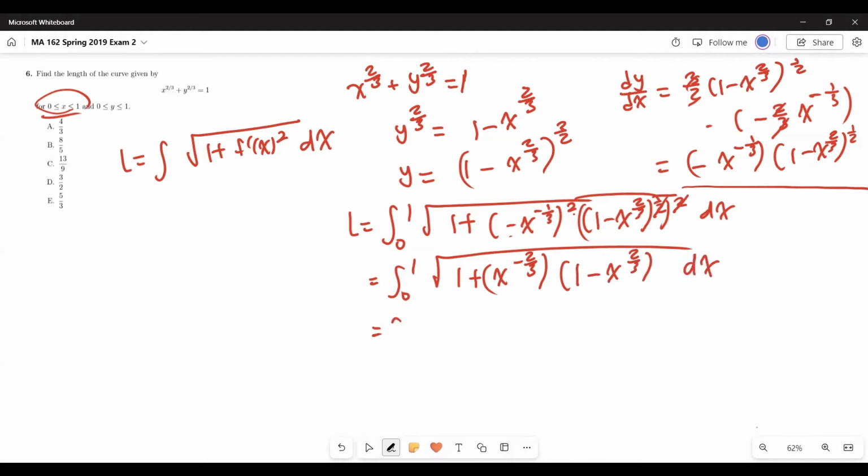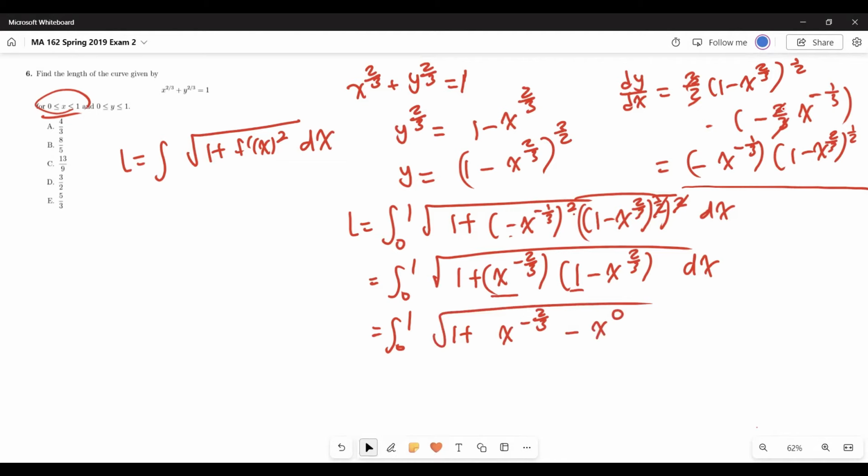Let's distribute this, from 0 to 1: 1 plus x to the negative 2/3, sorry, x to the negative 2 over 3. So this just becomes x to the negative 2 over 3, and then minus x to the negative 2 over 3 plus 2 over 3. So this is just 0, right? So 0 power. And negative x to the 0 power.